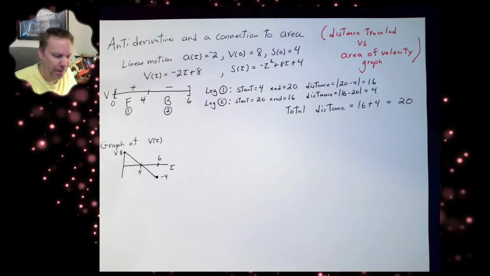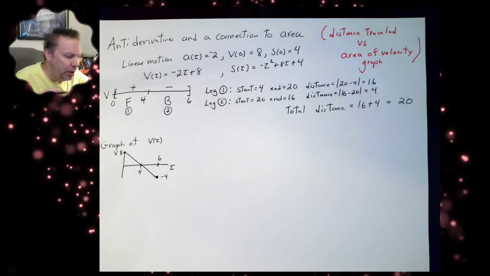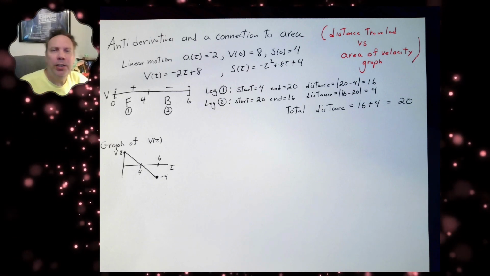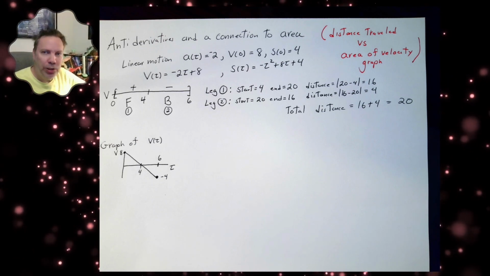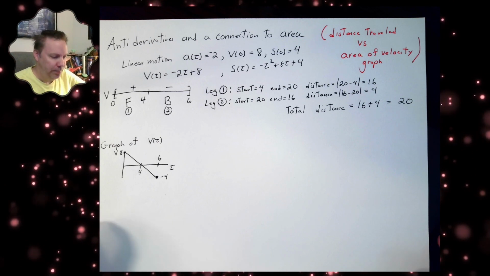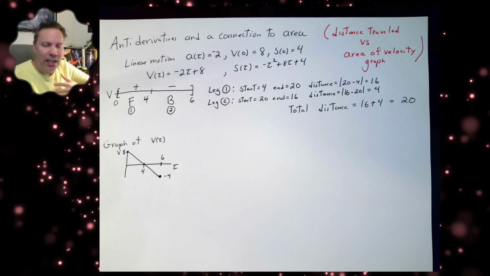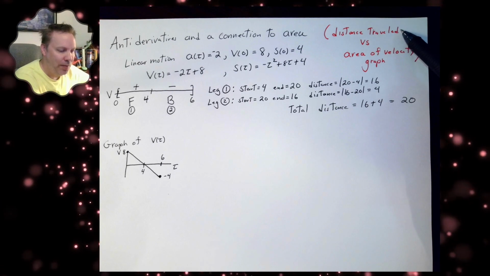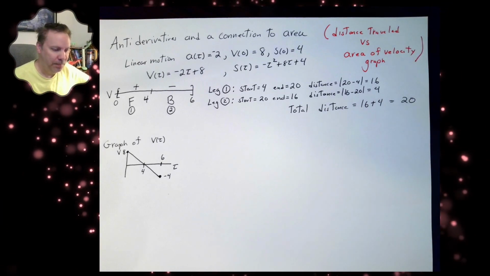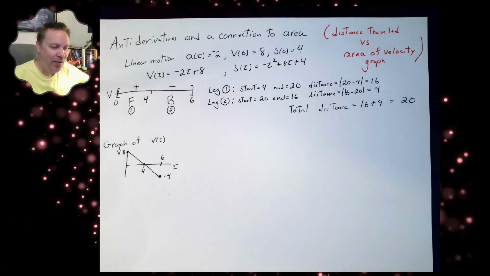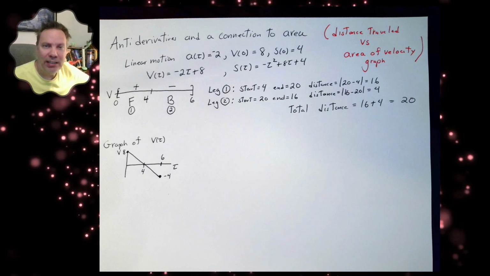So let's do a small linear motion problem, and then I want to show you how it connects to a graph. My claim is that the total distance traveled of this particle is going to be equal to the area of the velocity graph.